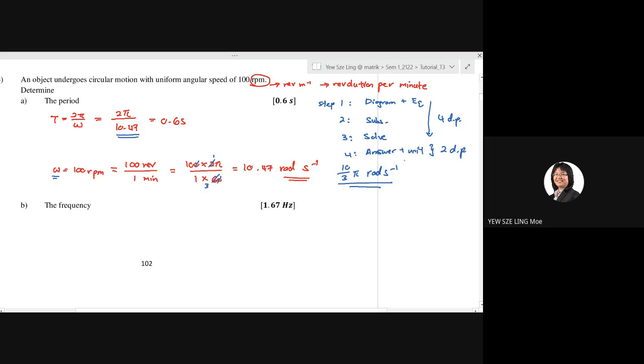Of course, this is for small values. If you have a very large value, for example, already up to maybe 200, 300, or even 1,000, then you don't need to keep any decimal places.